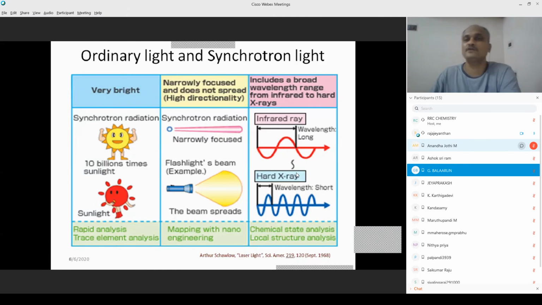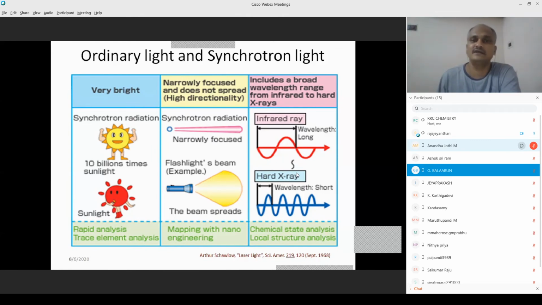It is like using a chisel to sculpt, so we can create micro and nano structures, right? And the third important property is that it includes a broad wavelength range, from infrared to hard X-rays. What is the advantage of it? Because of this, we can do chemical state analysis and local structure analysis. That means we can tell the chemical environment of the absorbing atom. In addition, we can also tell the spacings of the neighboring atoms with respect to the absorbing atom.